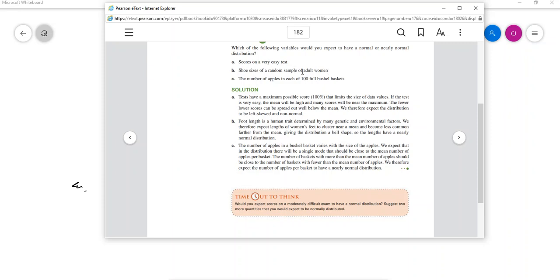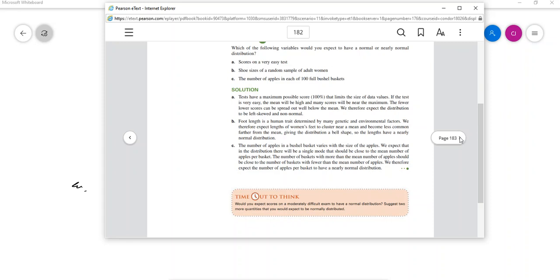Shoe sizes of a random sample of adult women would probably be normal. Most women would be around the same size, some a little bigger, some a little smaller. The number of apples in each of 100 full bushel baskets should be about the same with very little deviation. So if we counted the apples in 100 different full bushel baskets, some would be a little more, some a little less, but they would probably be fairly normally distributed.